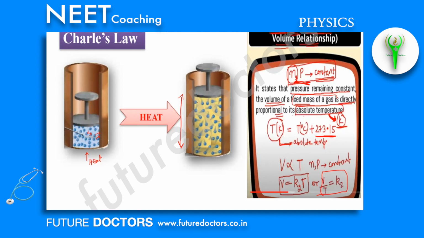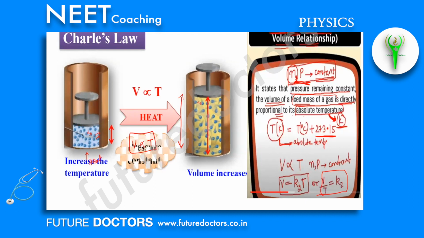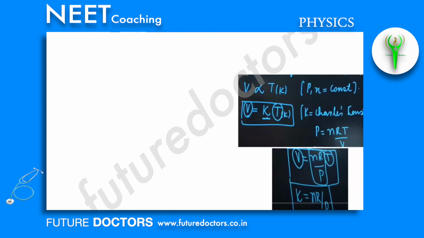Now the distance between the particles will increase, so the pressure remains constant. So when you heat the molecules, the volume increases. So volume is directly proportional to temperature. That is called Charles law. Increase the temperature, volume increases. So volume is directly proportional to temperature at constant pressure.